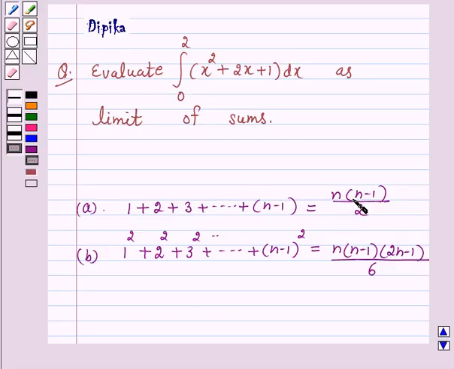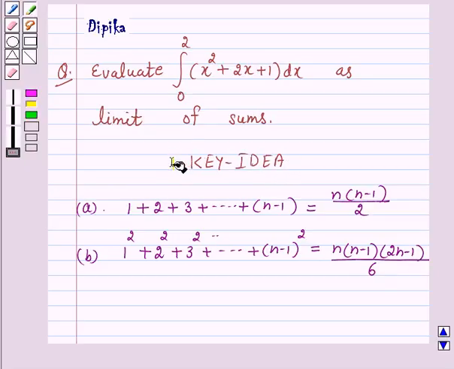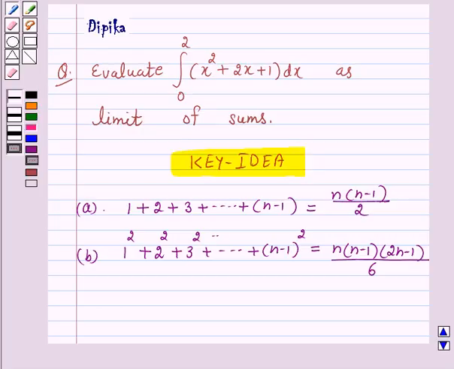n into n minus 1 over 2, and 1 square plus 2 square plus 3 square plus so on till n minus 1 square is equal to n into n minus 1 into 2n minus 1 over 6. So, this is the key idea behind our question. We will take the help of this key idea to solve the above question. So, let's start the solution.